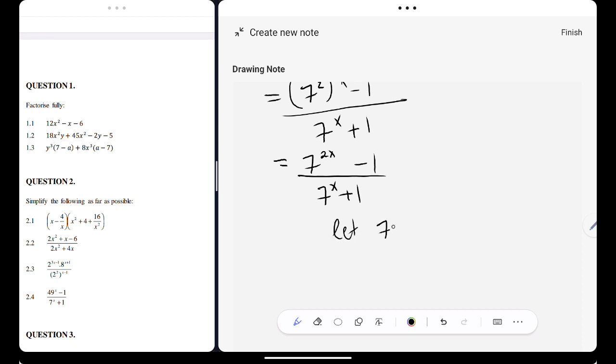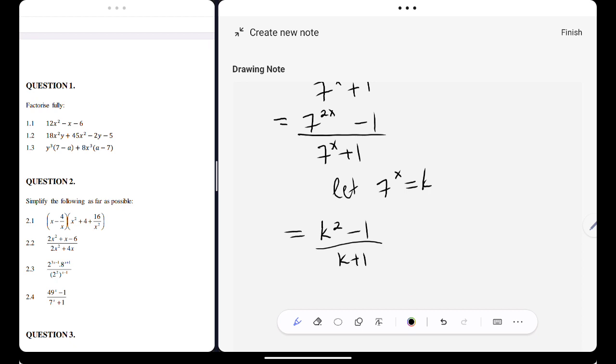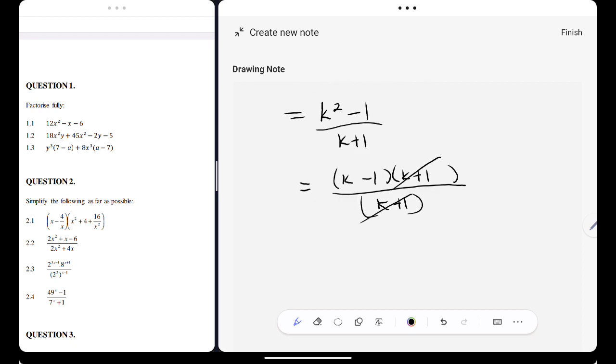make my life simple. Just say let 7 to the power x equal to k. So whenever I see 7 to the power x, that means I'll substitute k. In this case, since I have 7 to the power 2x, that means it will be k squared minus 1 over k plus 1. There at the top, it's a difference of two squares. It's k minus 1, k plus 1 all over k plus 1. This will cancel that one, and then we'll be left with k minus 1.